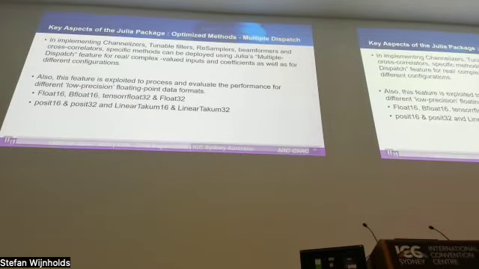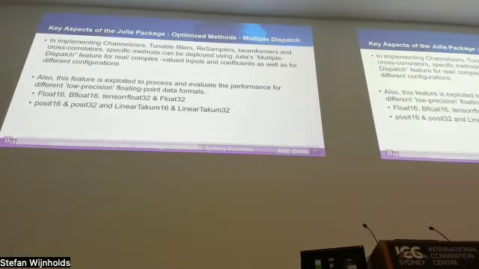The second key aspect of the Julia package is the optimization of the function using the multiple dispatch feature. In implementing channelizers, tunable filters, resamplers, beamformers, and cross-correlators, specific methods are deployed for the specific combinations of real or complex valued inputs and coefficients, as well as for different configurations. First, this feature is exploited to process and evaluate the performance for different low-precision floating point data types. This includes Float16, BFloat16, TensorFloat32, and Float32, as well as Posit16, Posit32, linear takum 16, and linear takum 32.